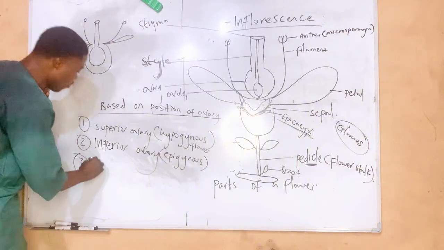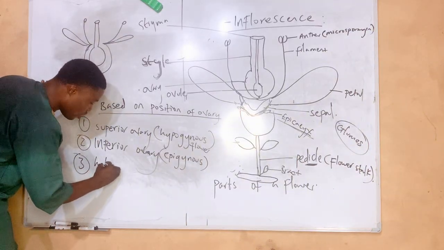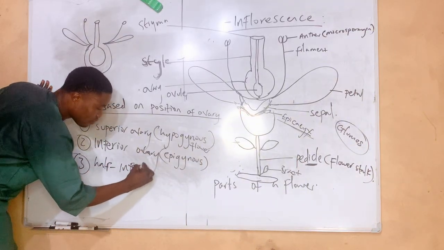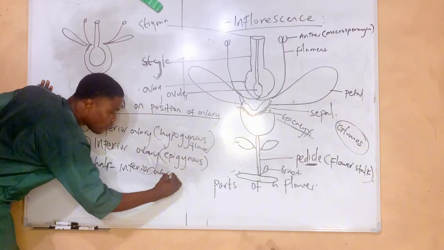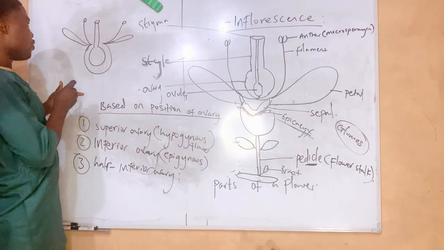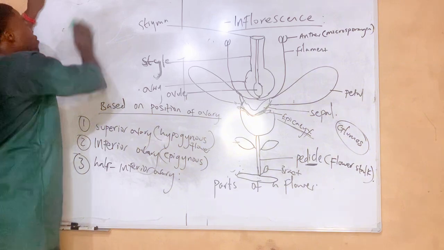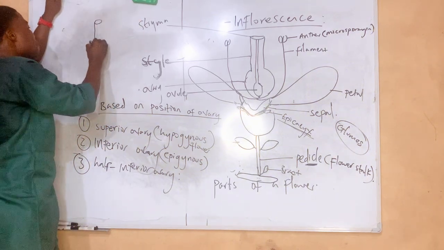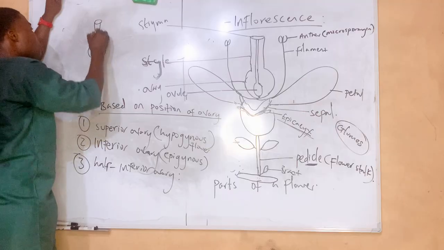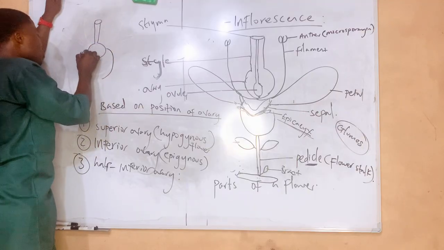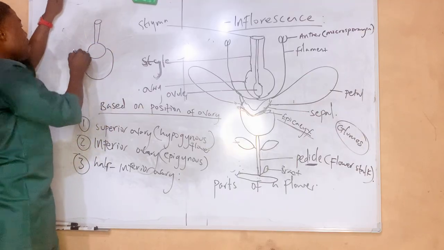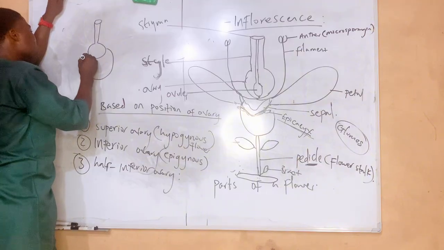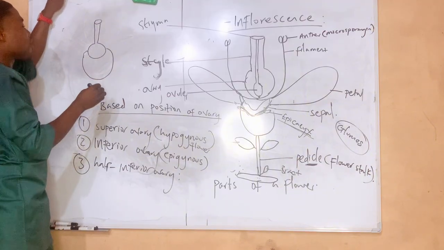Now, the last type of ovary is said to be half inferior ovary. So what is a half inferior ovary? A half inferior ovary is a type of ovary in which the ovary is not totally embedded in the receptacle. So the ovary is partially embedded in the receptacle.